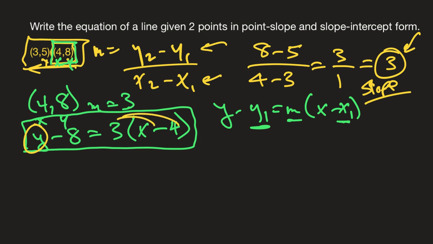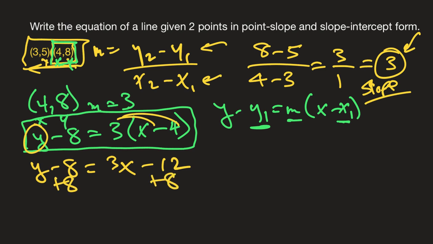First step, let's distribute the slope. So we're going to go y minus 8 equals 3 times x, which is 3x. 3 times negative 4, which is negative 12. Distribute your slope, get rid of the parentheses, and then we're going to add 8 to both sides. We're going to isolate that y. There's my y equals, I'm in slope-intercept form now, 3x minus 4.